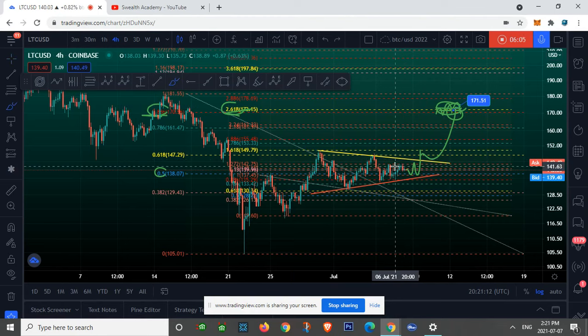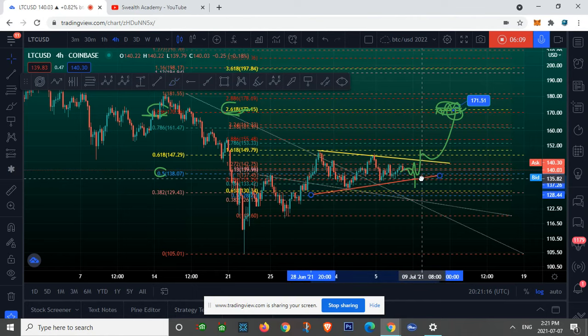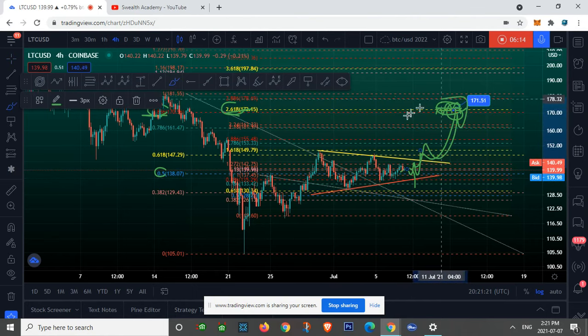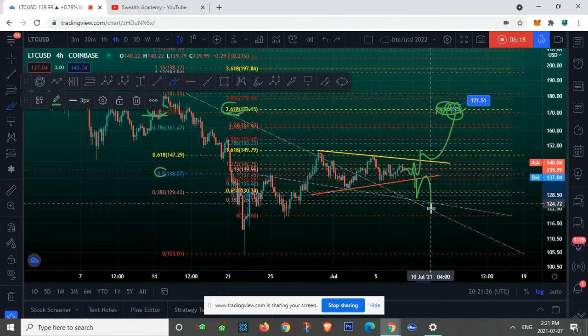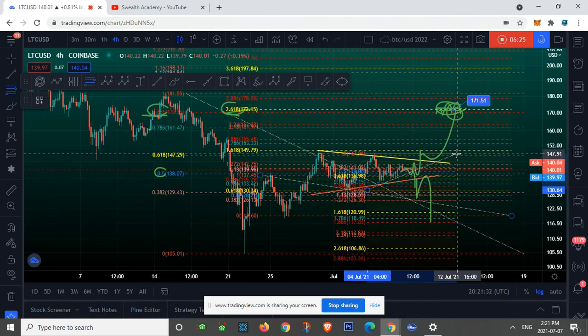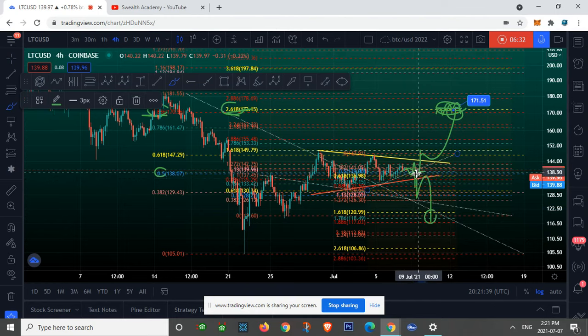And vice versa, if we break to the downside below this red support line, this would indicate that the 171 target is no longer validated, and we're going to go to the downside. And how far down, you might ask? Let's measure. You're looking at the 1.618 and the 1.86, around 116 to around 120. Again, that's only if we break this red line.